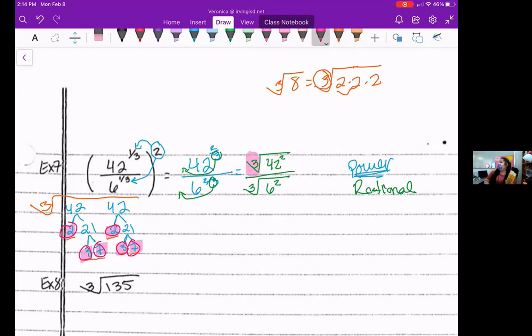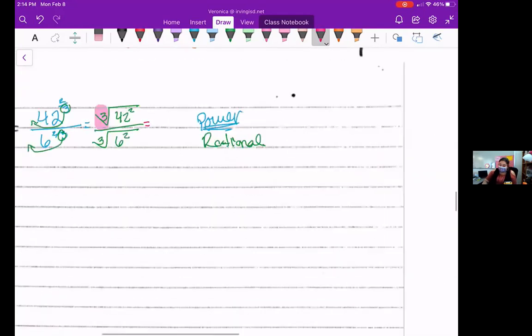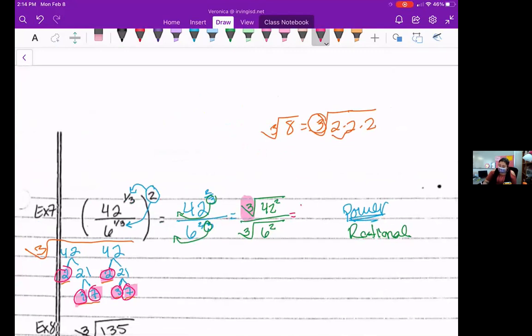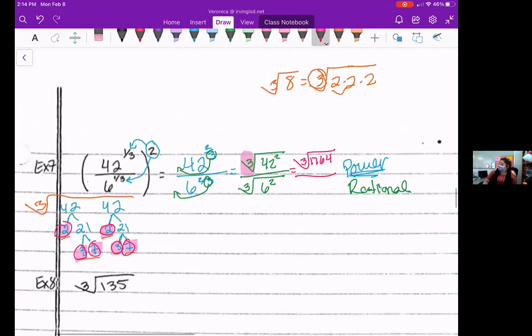It has to be twins, triplets, quadruplets, quintuplets, whatever, okay? They all have to be identical. So that means that 42 squared cannot be simplified. So I can leave this as the cube root of 1,764, which is 42 squared, because it doesn't have a perfect cube, okay? There's no numbers that I could take out from that. Over, so then we have the cube root of 6 squared.